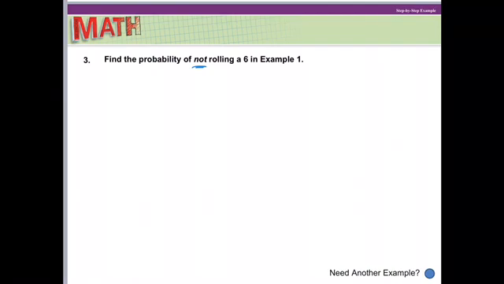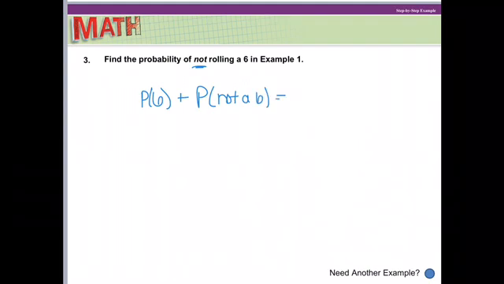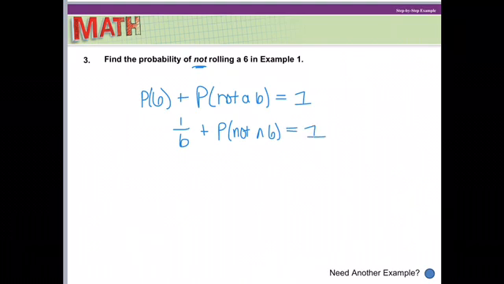So the sum of these probabilities is 1, since they are complementary. So you have the probability of rolling a 6 and the probability of not rolling a 6. And when you have complementary events, it's always going to equal 1. Now, we can insert the probability of rolling a 6 because we already know what that is. So we have 1/6 plus the probability of not rolling a 6 equals 1. Now, personally, I'm going to write 1 as 6/6.